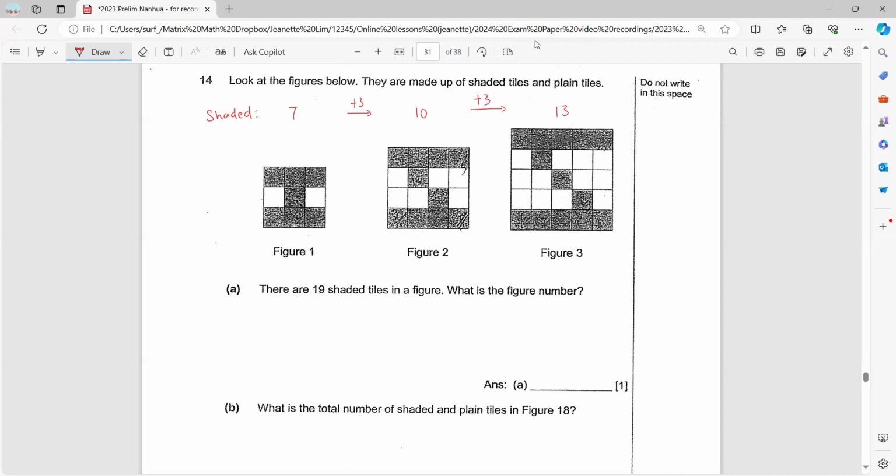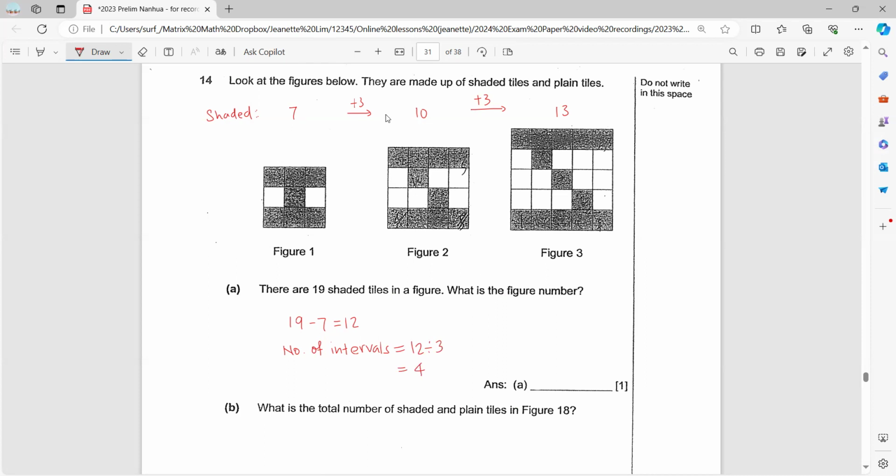So we use interval concept. If there are 19 shaded, first we take 19 minus away, because it starts off at 7, so you need to take away the first pattern, minus 7, which is 12. 12 is made up of all the plus 3s. So every plus 3 is called an interval. Now, how many intervals are there? So we take 12 divided by 3, because 12 is all the plus 3s. So there are 4 intervals.